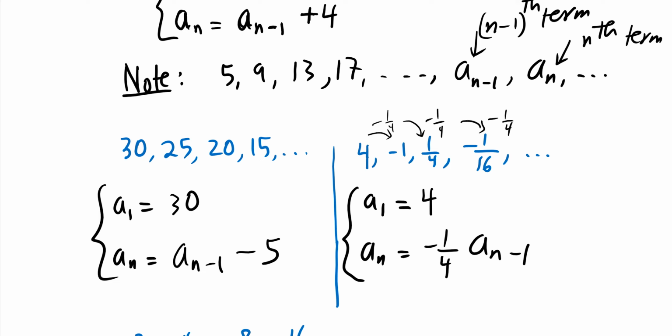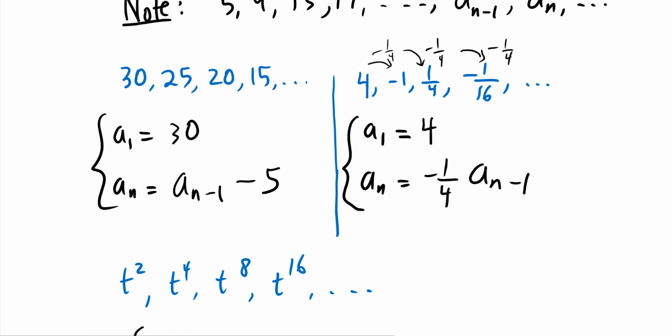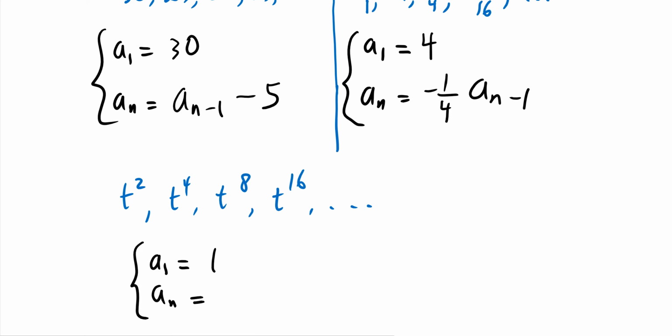And we're going to talk more about this later. What about something like this one? t squared, t to the 4th, t to the 8th, t to the 16th. So a1 is t squared. And a sub n is what they're doing every time. They're taking the previous one and multiplying it by t squared. No, if you multiply by t squared, you get t to the 4th, but then t to the 6th. It doesn't work out.